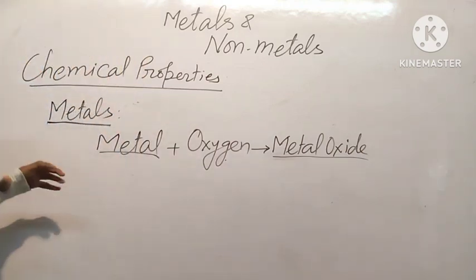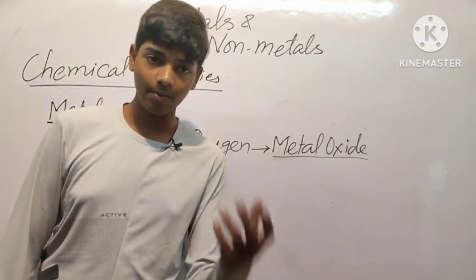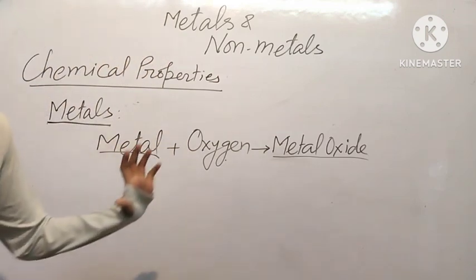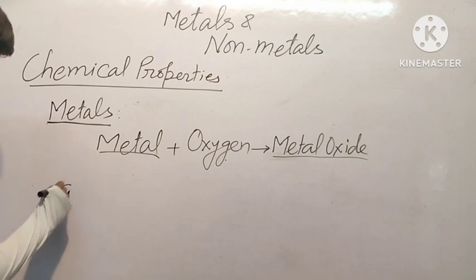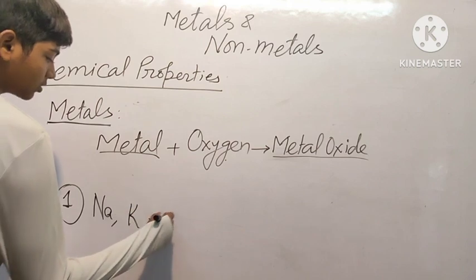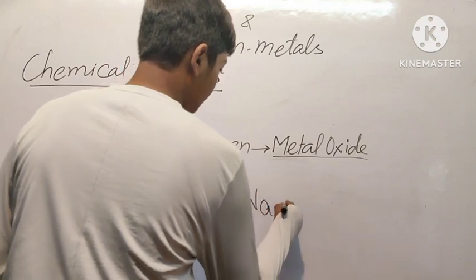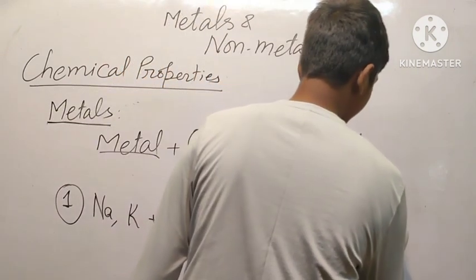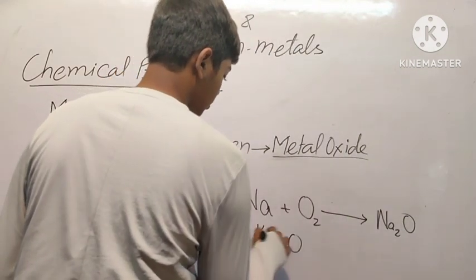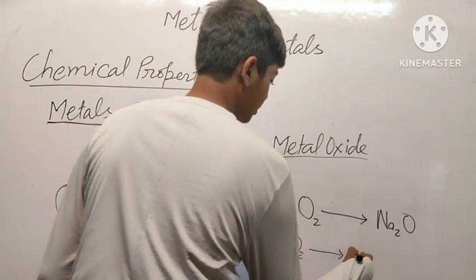So let's see different metals and how they react. Not all metals will react with oxygen in the same amount, with the same reaction. They will react differently depending on their reactivity. So what do we mean by this? Let's take our first example, the reaction of sodium and potassium with oxygen. Okay, let's write the equations first. We have Na plus O2 giving Na2O, and potassium plus O2 gives K2O.